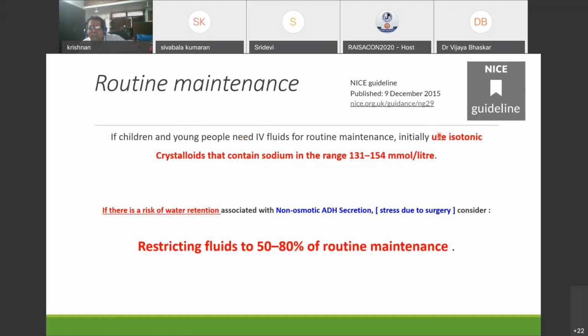Guidelines very clearly say use only isotonic solution containing sodium in the range of 131 to 154. What we have is Ringer lactate, Plasma-Lyte, and normal saline. Normal saline, we don't use it for maintenance. So what we have is Ringer lactate or Plasma-Lyte without dextrose. And you calculate it based on the Holliday-Segar formula. And based on the guidelines, you restrict to 70%. Whatever your calculation, you restrict to 70%.